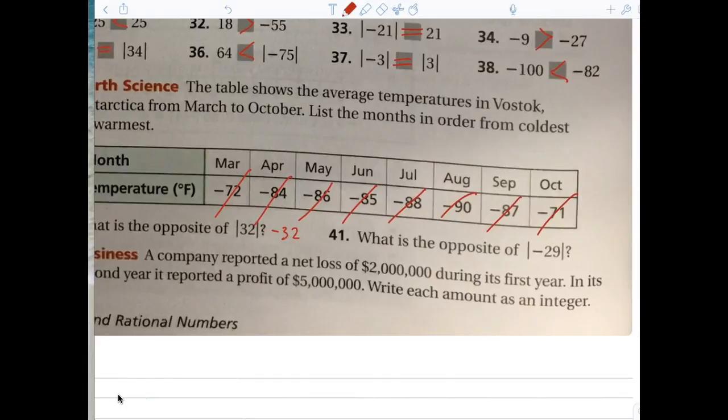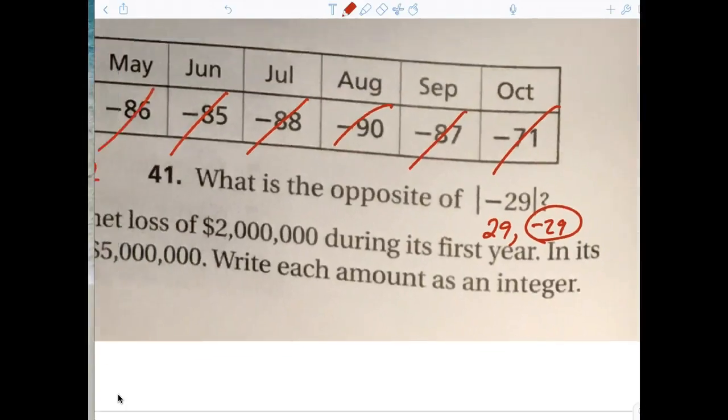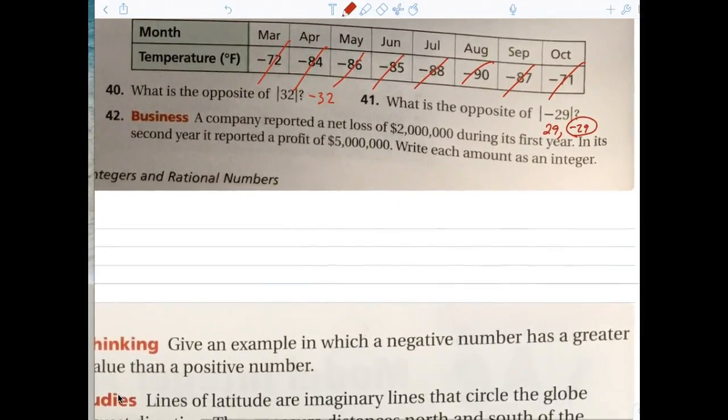Uh-oh, don't let them trick you. 41. What's the opposite of the absolute value of -29? 29. Well, what's the absolute value of -29? So what's the opposite? That's right. It doesn't look like that's true. Do you agree? Yeah, it didn't at first. Does everybody understand why it's -29, not 29? Because you would say the absolute value of -29 is what? So the opposite of that is -29. Oh yeah, you're right.